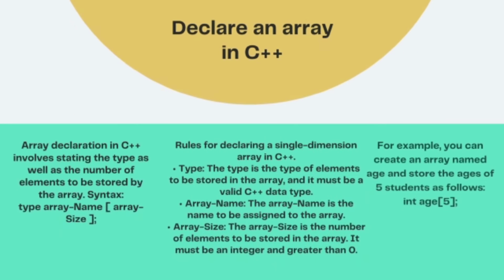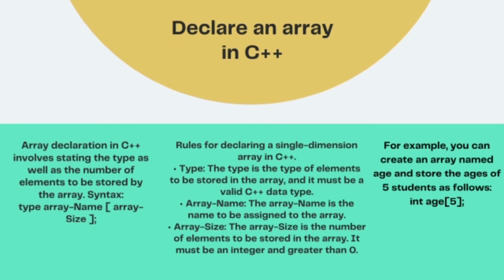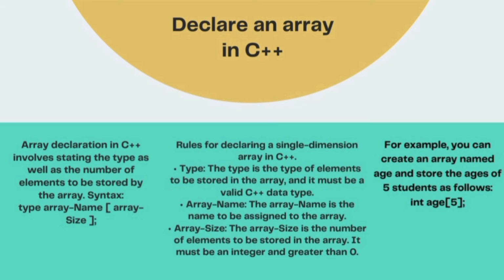Declare an array in C++. Array declaration in C++ involves stating the type as well as the number of elements to be stored by the array. Syntax: type arrayName[size].